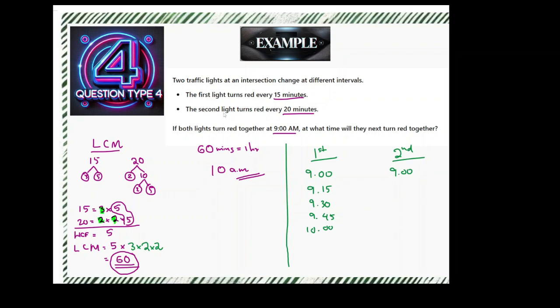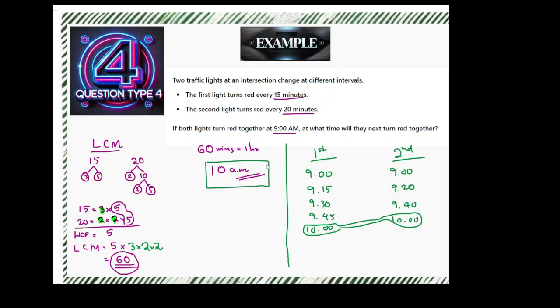The second light turns red every 20 minutes. So 9, then 9:20, 20 minutes on top would be 9:40, 20 minutes on top would be 10 o'clock, then 10:20, 10:40, like that. Now you can clearly see you have the same time, 10 o'clock, in both. So that is the answer, which takes you back to the same thing.